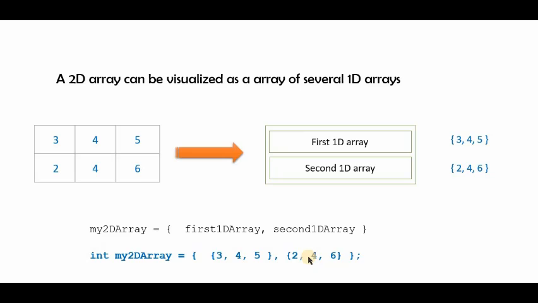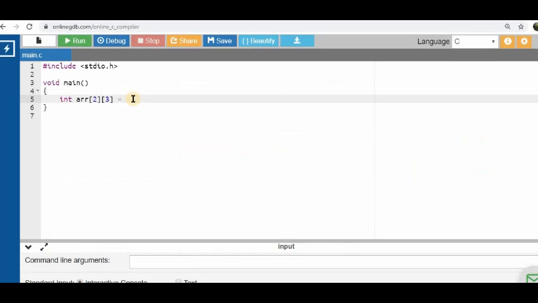So this brings us to the first method of initializing a 2D array. Let us declare our array accordingly. In the first row, I have 3, 4, 5 inside a one-dimensional array, and then the second row contents are written separately, 2, 4, 6. This is the first method of initializing a two-dimensional array.